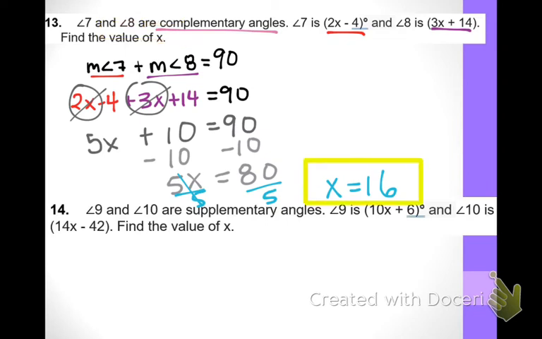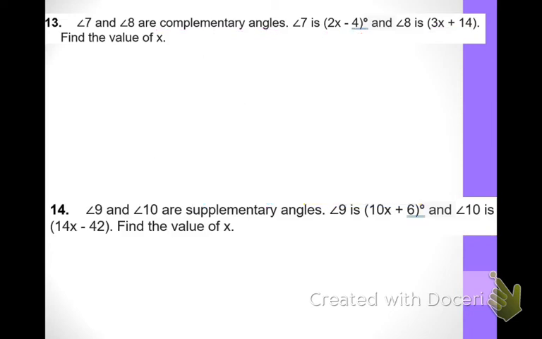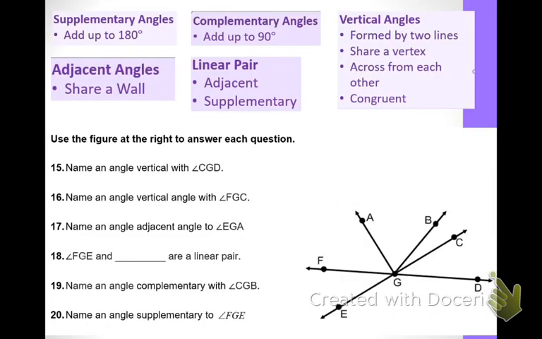This next one you'll do by yourself. We're going to flip to the next page. We're going to do 15 through 20, and then I will let you work with a partner. So up at the top, they're just reminders. Supplementary angles add up to 180. Adjacent angles, they just share a wall. Complementary angles add up to 90. Linear pair are both adjacent and supplementary.